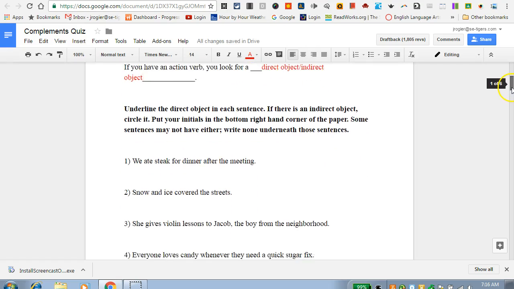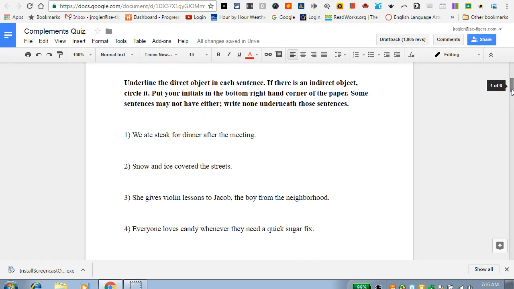All right, now, the next one. Underline the direct object in each sentence. If there is an indirect object, circle it. Put your initials in the bottom right-hand corner of the paper. That was just to see if you're reading directions. Some sentences may not have either. Write none underneath those sentences. So if you had a direct object, you would underline it. If there was an indirect object, you would circle.